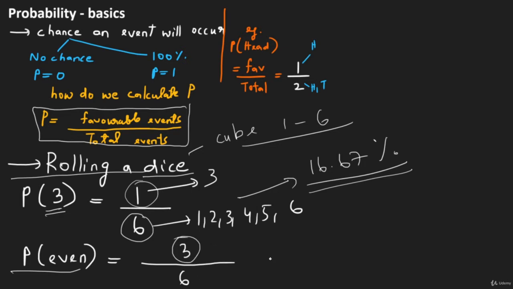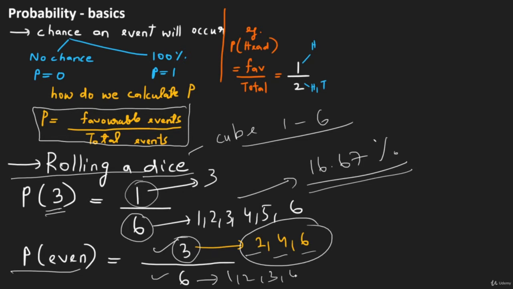Which are these favorable events? If you get 2, 4 or 6, right? If the outcome of rolling the die produces a 2, a 4 or a 6, you get an even number, right? So there are 3 favorable events. That's this 3 over here. And there are a total of 6 possibilities, which is getting 1, 2, 3, 4, 5 or 6. Therefore, the probability to get an even number is 3 by 6, which is equal to 1 by 2. And therefore, we can say that the chance to get an even number when you roll a die is 50%.